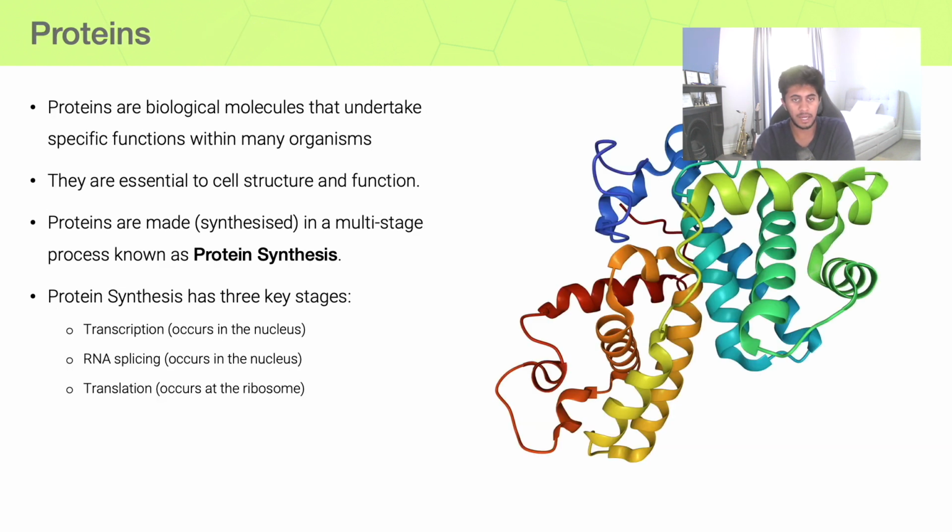So proteins are biological molecules that undertake specific functions within many organisms. They're essential to cell structure and to cell function. So proteins are made or synthesized in a multi-stage process known as protein synthesis. So I mentioned that it's multi-stage. There are 3 main stages that you need to know in stage 2 biology: transcription, RNA splicing, and translation. Now, the location of each of these 3 stages is shown on screen. I'm not going to go over that. You just need to memorize it.